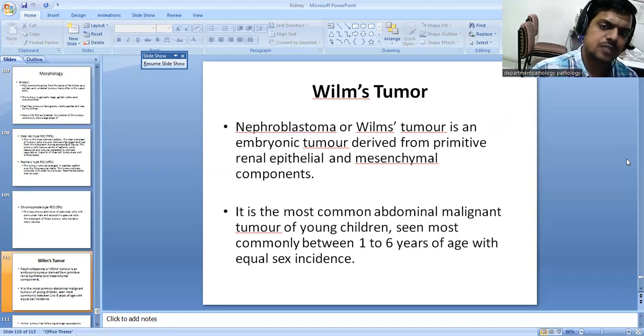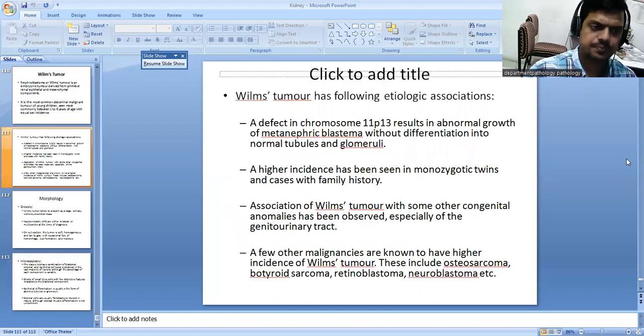Wilms tumor, also known as nephroblastoma. It is an embryonic tumor derived from primitive renal epithelium as well as mesenchymal components. It is the most common abdominal malignant tumor of young children, seen most commonly between 1 to 6 years of age with equal sex incidence.